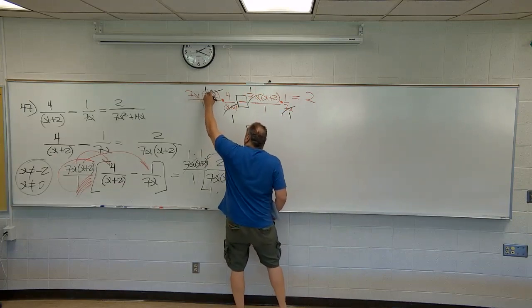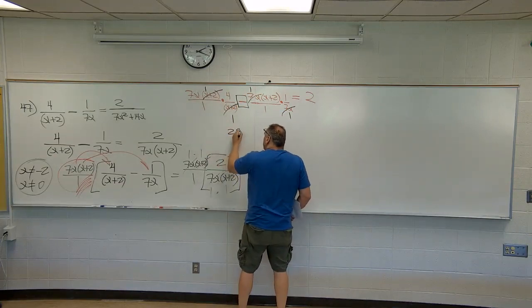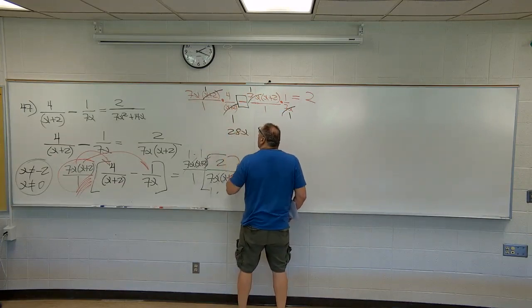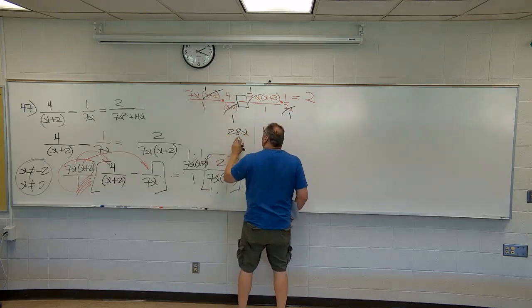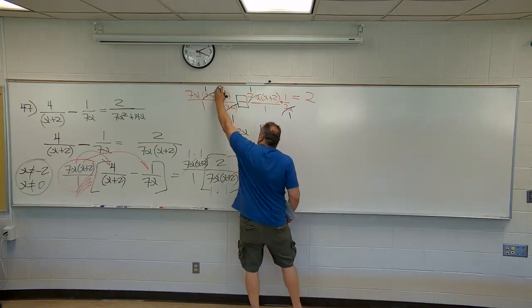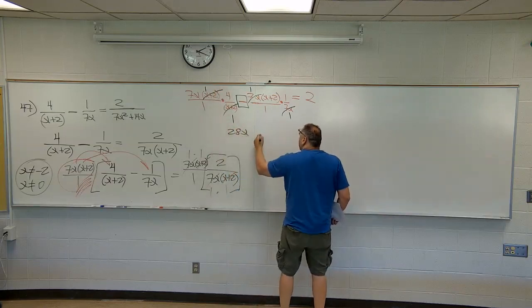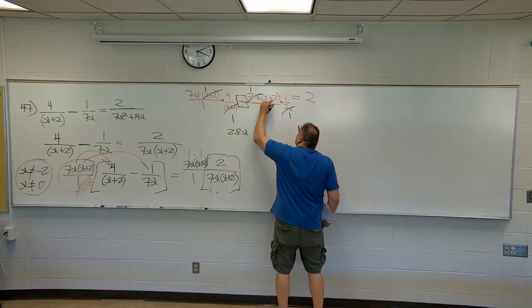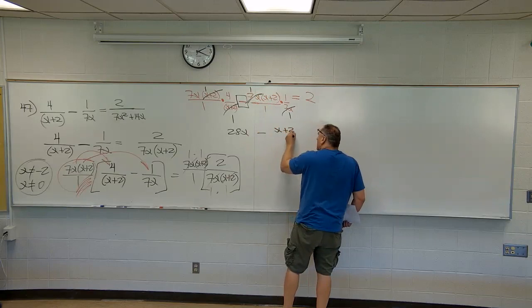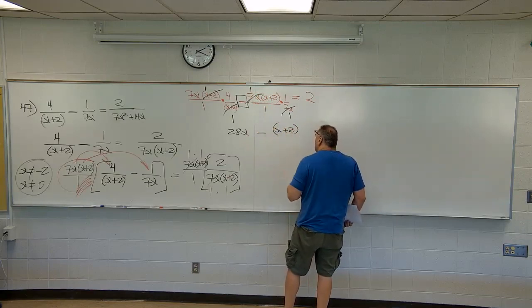We got 7x times 1 times 4 is 28x. 1 times 1 is 1. 1 times 1 is 1. 28x divided by 1 is just 28x. Again, this got canceled. All of it did, right? 1 times x plus 2 over 1 times 1.